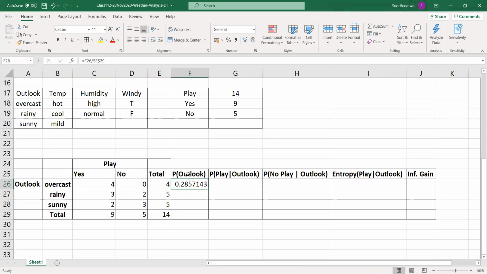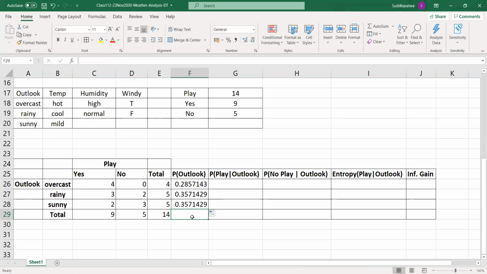So the probability of outlook being overcast in our total data is 4 divided by the total number, right? Then the probability of rainy will be 5 divided by the total number. If I drag and drop this formula, the formula will not change, you see, because I have given a dollar. If I didn't give a dollar, it would have replaced E29 with E30. So that is the reason why I give a dollar.